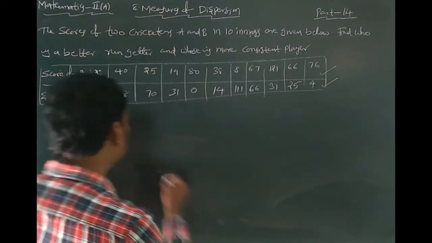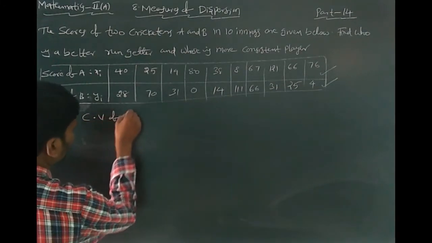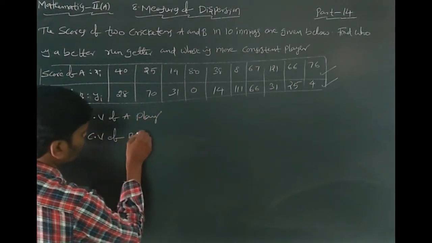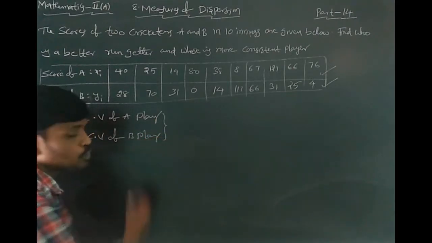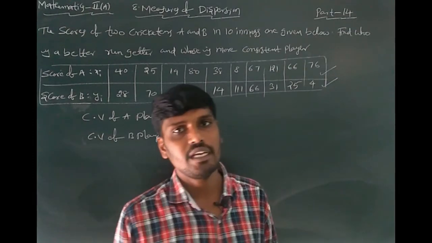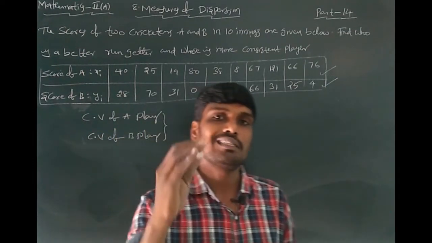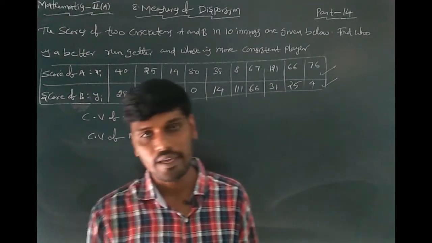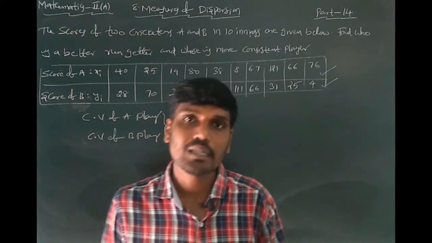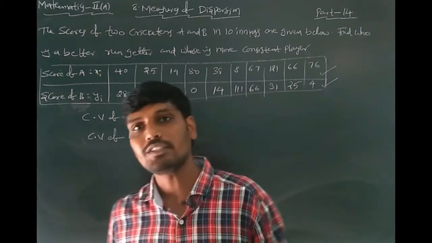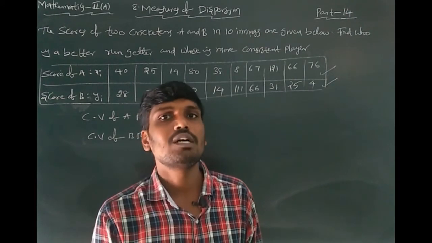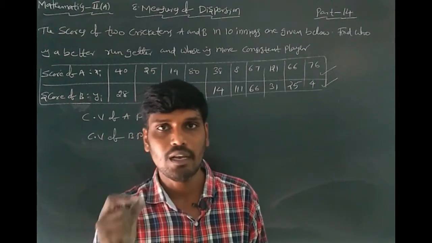First, you find the coefficient of variation of player A. After that, you find the coefficient of variation of player B. Of these two players, the one having the smaller coefficient of variation is the more consistent or more stable player. Or the player with the greater arithmetic mean is also the more consistent player. You can do this problem similarly to the previous problem model.